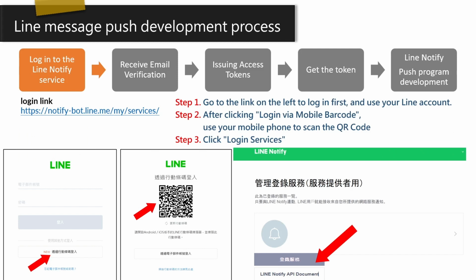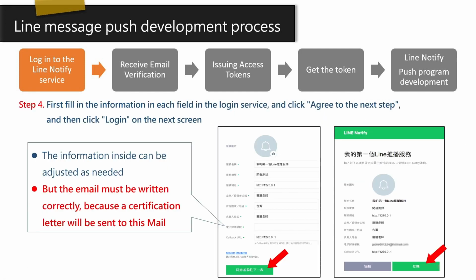First of all, we need to log into the Line Notify service. The related links will also be organized in the video description, so that everyone can directly copy and use. First go to the link on the left to log in. Just use your Line account. Click to log in via mobile barcode. We can use our mobile phone to scan the QR code to log in. Then we click on the login service. Then the content inside must be filled in.